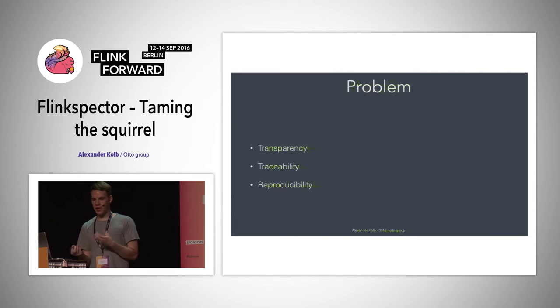Then there's traceability, this relation of input and output you're not really seeing. If you see an output event, you do not know on which basis this output event was calculated. And of course, reproducibility. If you have a case where the pipeline doesn't behave how it should, you want to try that case again. And if you're just running it against the actual production data, you're not going to be able to do that.